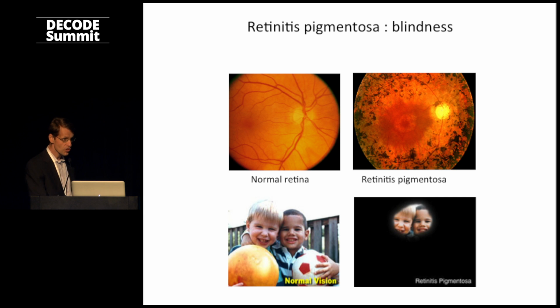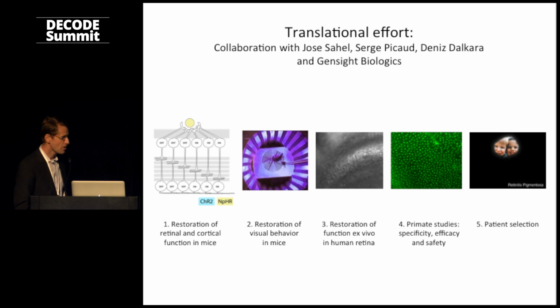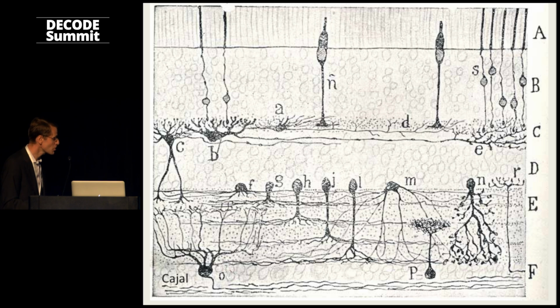So I'd just like to finish by saying that we are using these targeting methods now in a disease called retinitis pigmentosa, a clouding blindness, and we try to bring an optogenetic sensor into these cells to recover vision. We have a clinical trial soon starting with GenSight Biologics in collaboration with Jose Sahel, Serge Picaud, and Denis Dalkara. So we are moving from mouse all the way to patients, with the first clinical trial set for the end of this year.